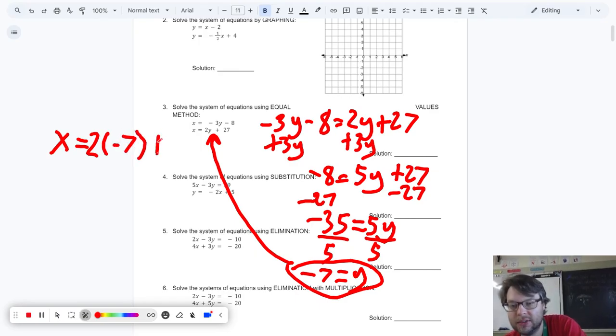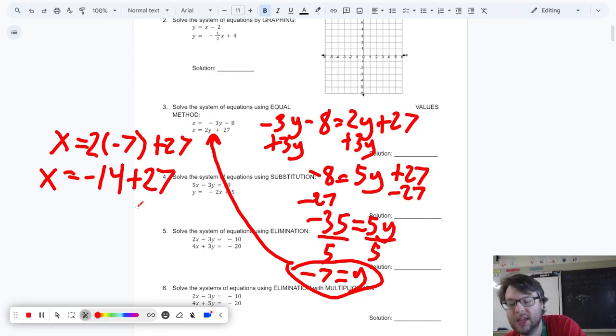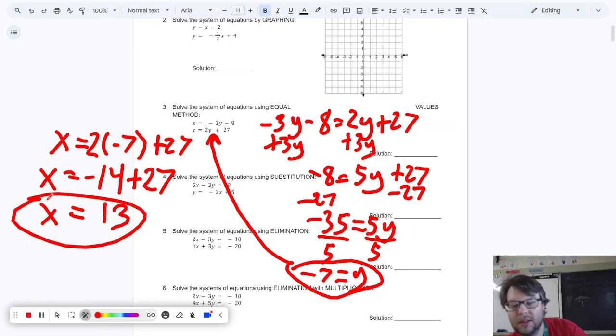2 times negative 7 plus 27. 2 times 7 is 14. So 2 times negative 7 is negative 14. Negative 14 plus 27 is 13. Those are my solutions. I can double check it with the other equation. Negative 3 times y. Negative 3 times negative 7 is 21. 21 minus 8 is also 13.